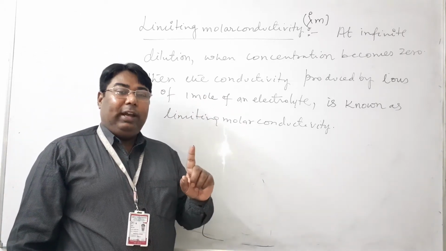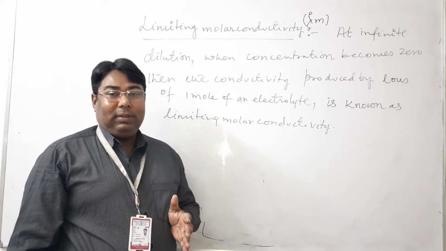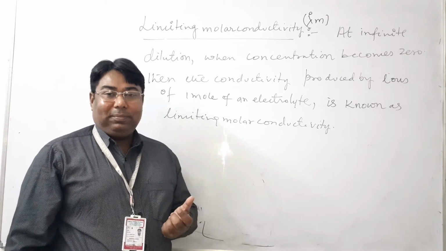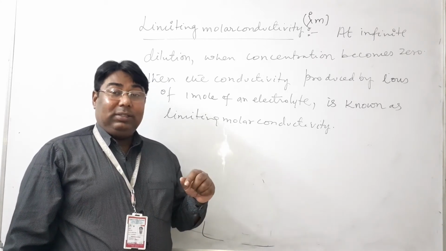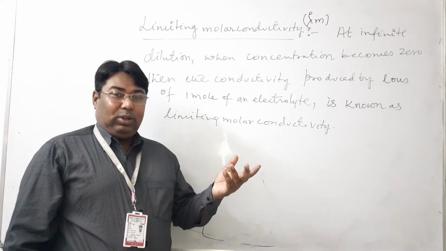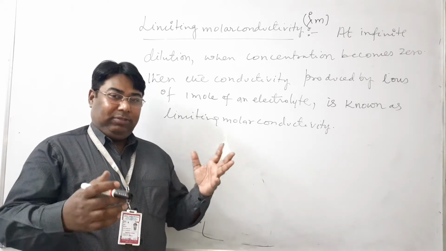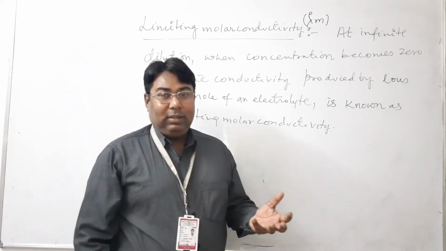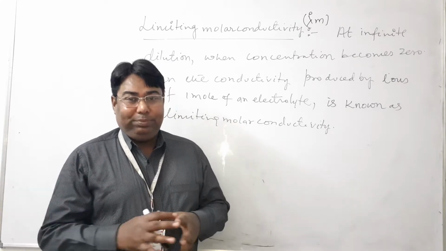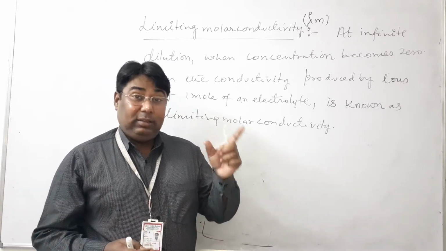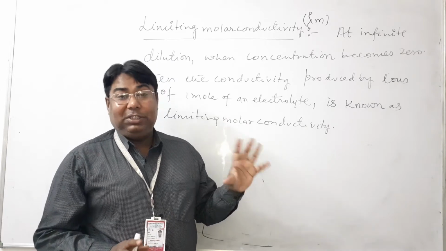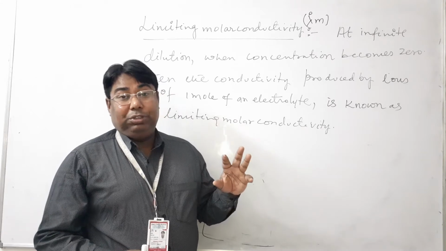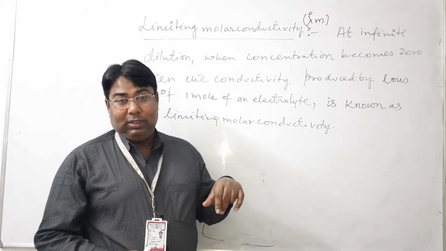Suppose that you have 1 mole of NaCl, and then it is allowed to infinite dilution, and in that condition ions of Na plus and Cl minus are present in the infinite dilution, and they produce conductivity, whether the magnitude is very low or negligible, but the ions are still present. So in this condition they produce conductivity, and this situation is said to be the limiting molar conductivity.